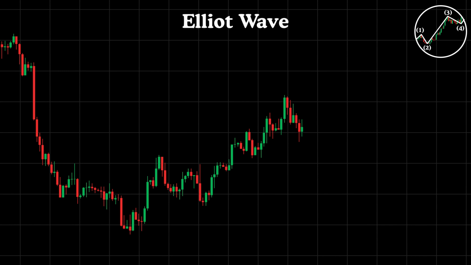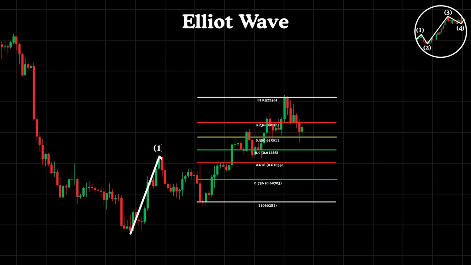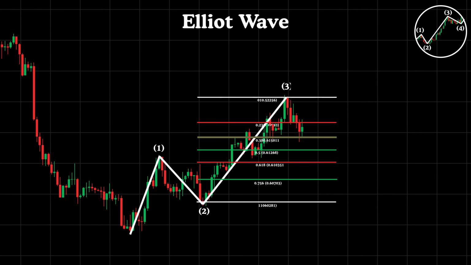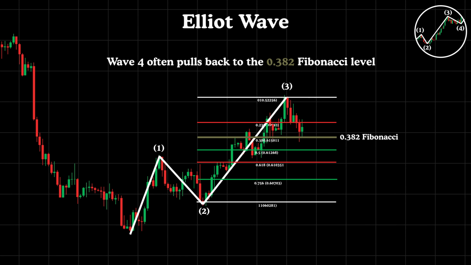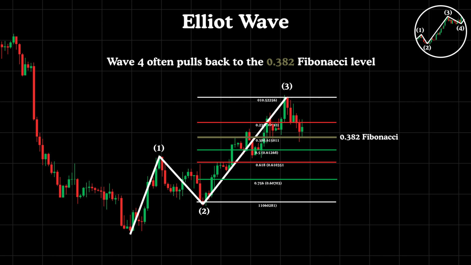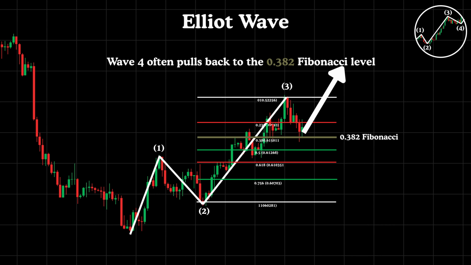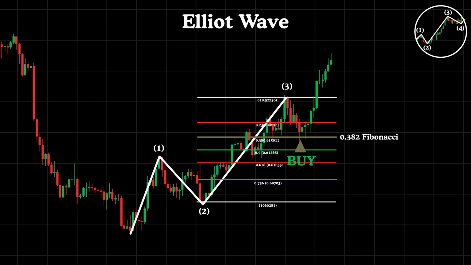Here's a practical look at the Elliott wave in action. In this chart, price appears to be forming a potential 1, 2, 3 Elliott wave. Based on the theory, since wave 4 often pulls back to the 0.382 Fibonacci level before advancing, this retracement area could present a solid buy opportunity when the price corrects.